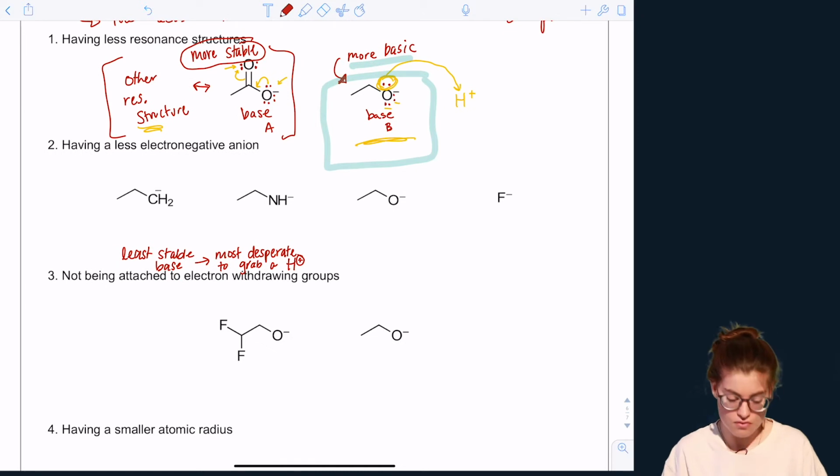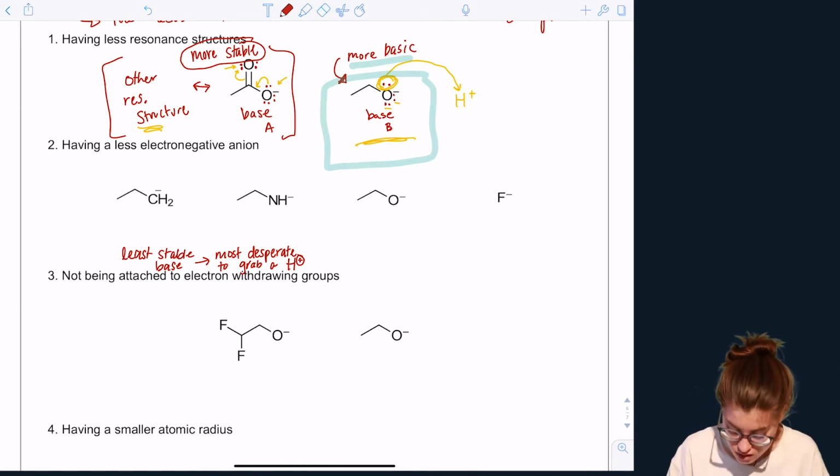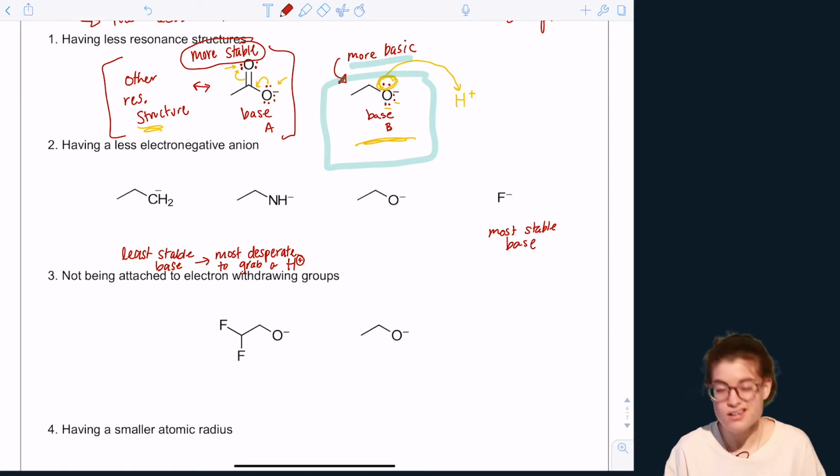Now, and of course the fluorine, which is the most electronegative atom, is the most stable. So it's, you know, it's just sort of like, I don't really need as much. I'm not as desperate to go grab a proton. It might be nice, but I'm not like desperate about it, okay?